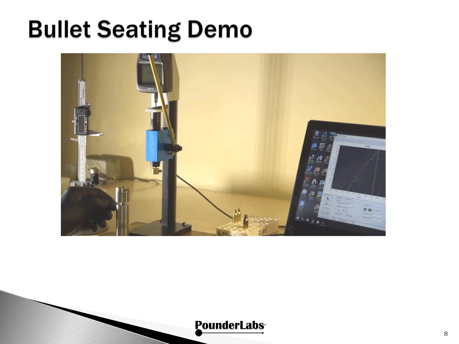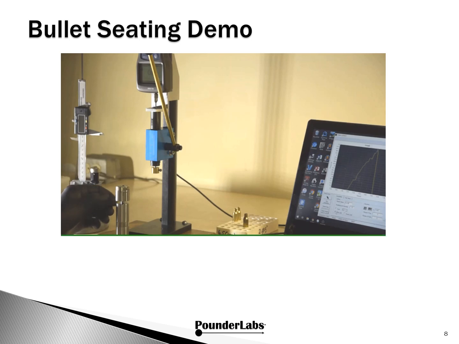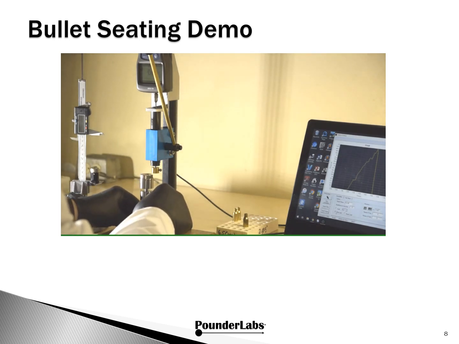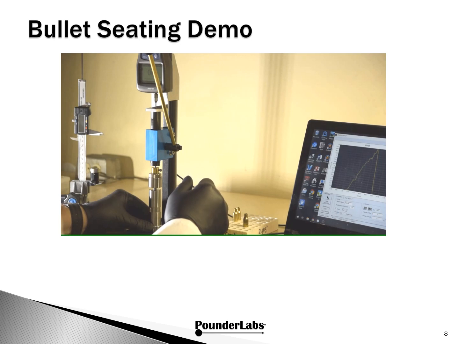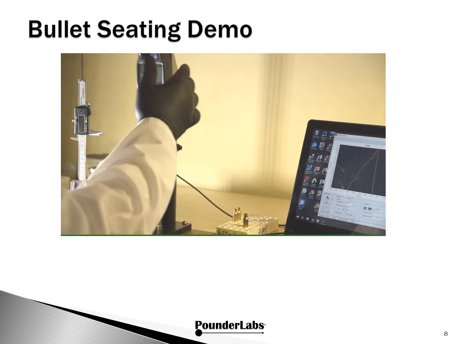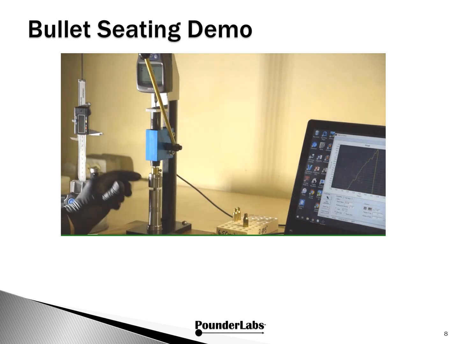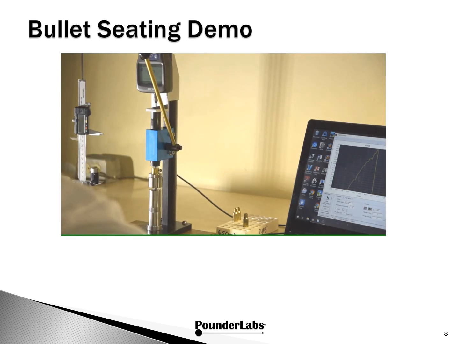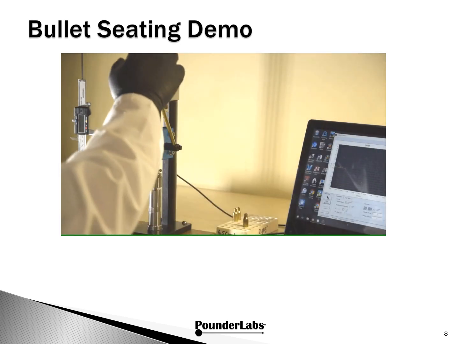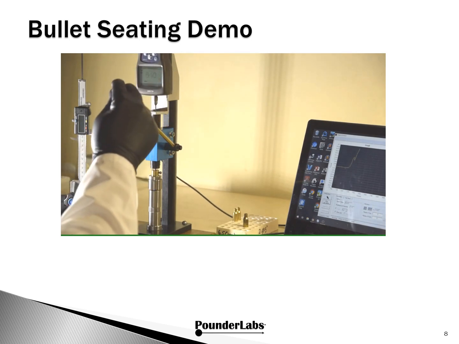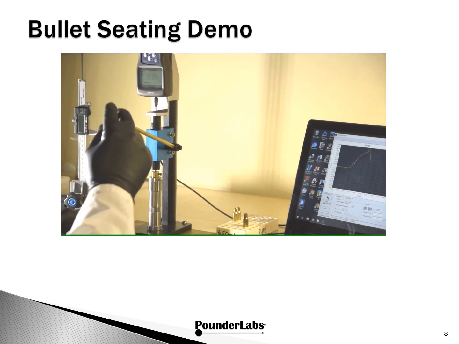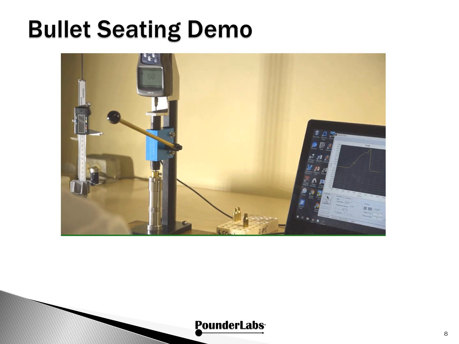Here's a short video showing the bullet seating operation on PounderPress. Sample is ready for seating. Load, down the RAM, set 0, start acquisition, done.